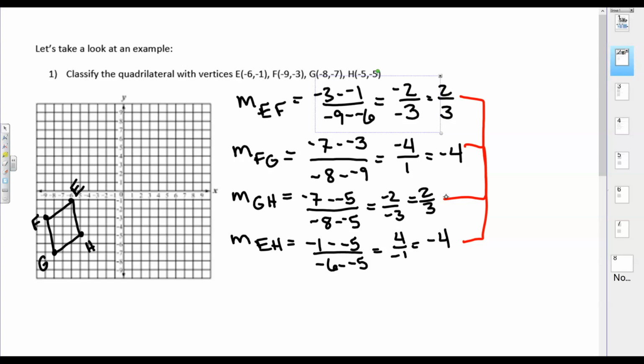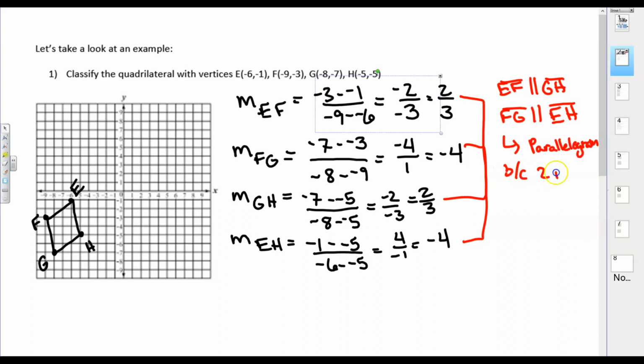We then would write that EF is parallel to GH and that FG is parallel to EH, which means with two pairs of parallel sides, I know it's a parallelogram, because I have two pairs of parallel sides. Now, I've discovered it's a parallelogram.